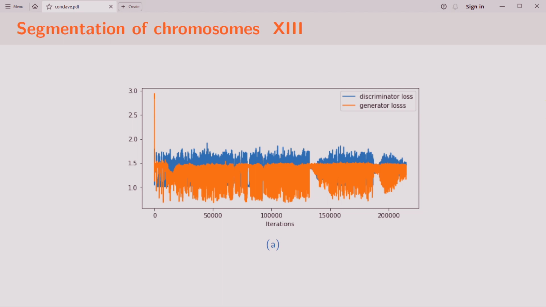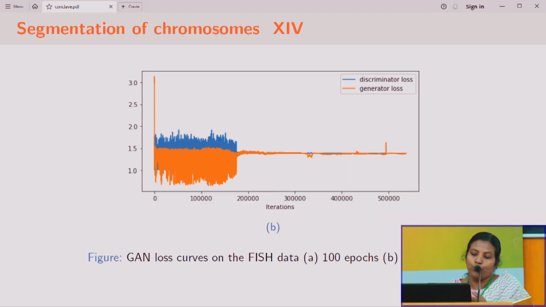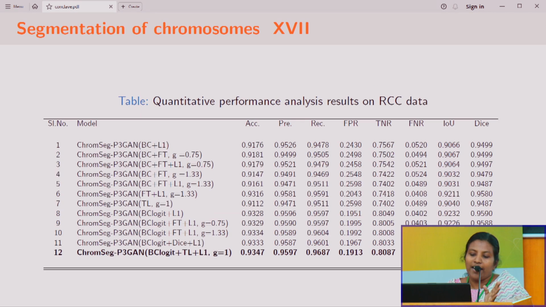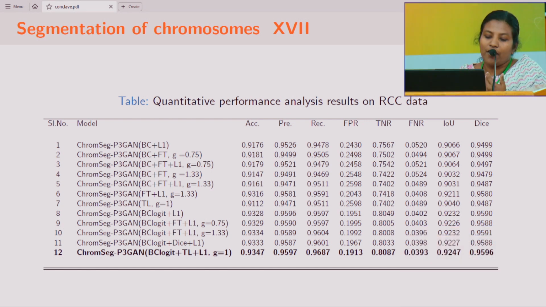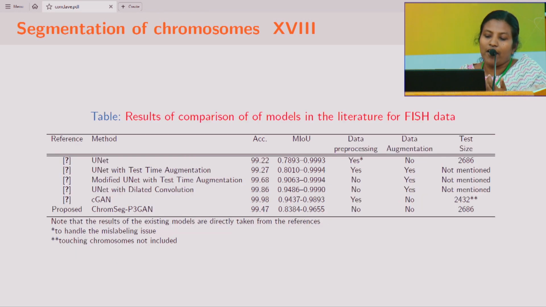And we have trained the network with both data set 1 and data set 2, and we have arrived at these solutions. We have tried many combinations of loss functions, and we have shown that our model with the proposed loss function works well with good results. We have also experimented on the FISH data, and we have got more or less the same result for the FISH data set as well.